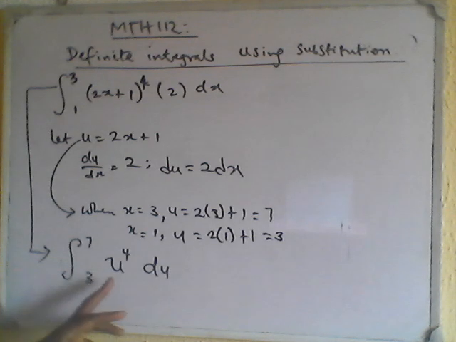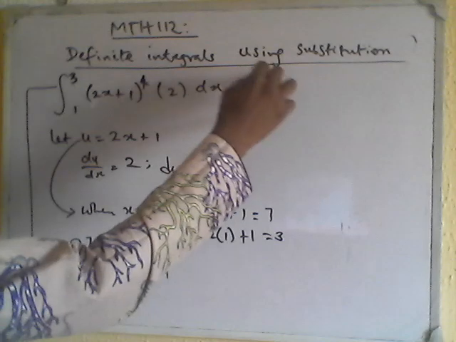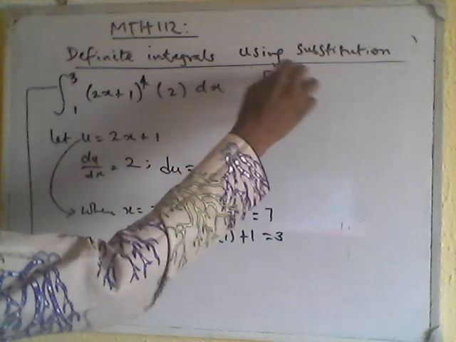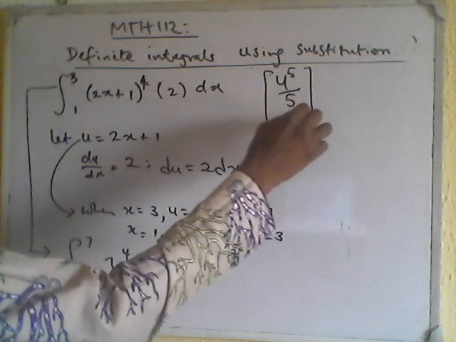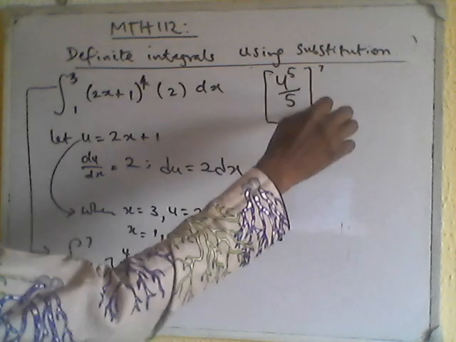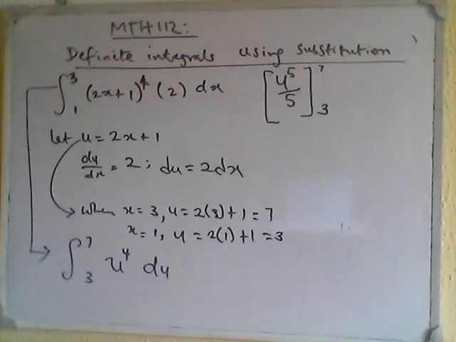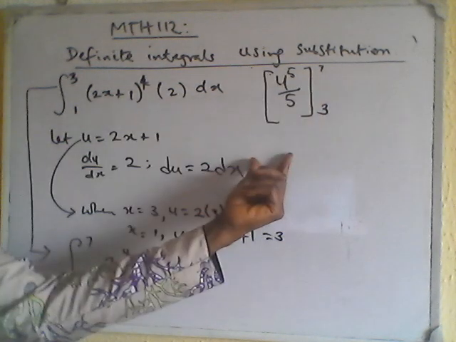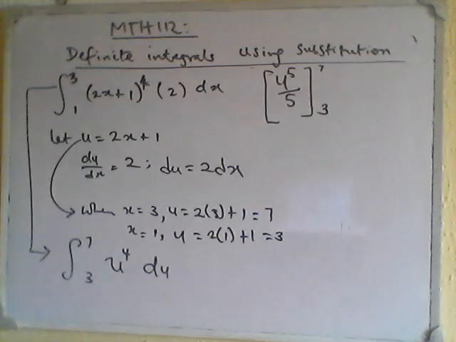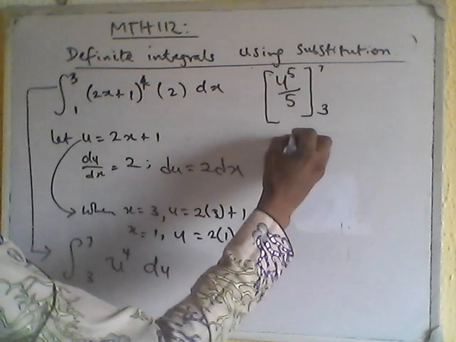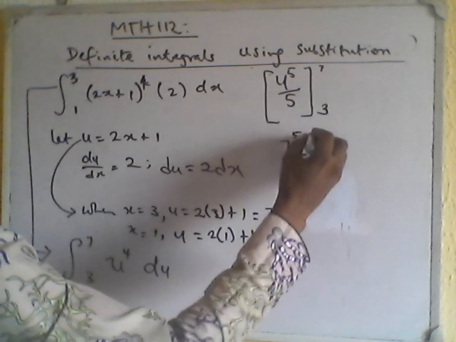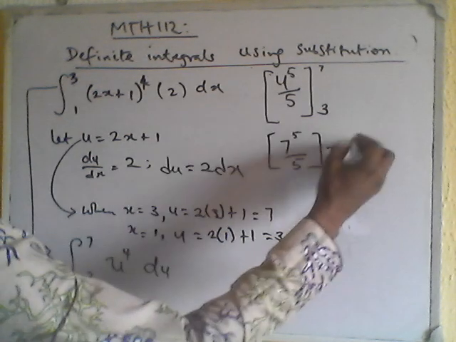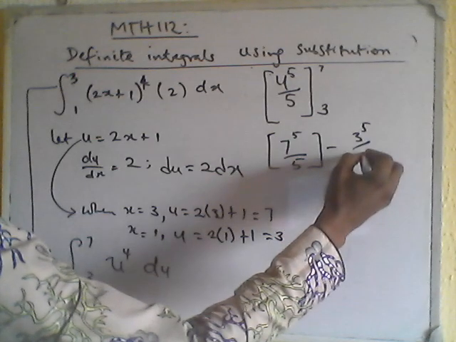Okay, so I will integrate this one. And the integral is u raised to the power 5 over 5. So I put the limits here, 7 and 3. What this means is that I'm going to plug in 7 for u for the first part, minus plug in 3 for u for the second part. So we go 7 raised to the power 5 over 5 minus 3 raised to the power 5 over 5.